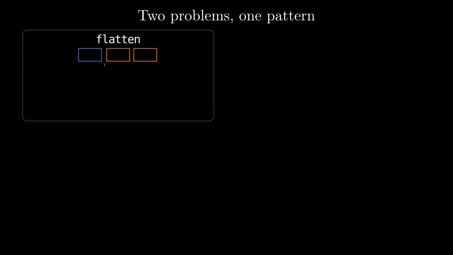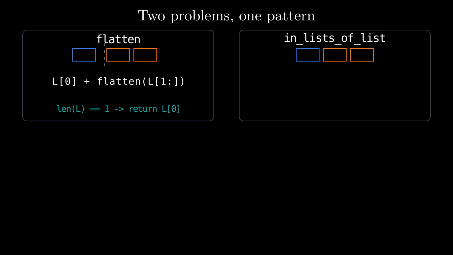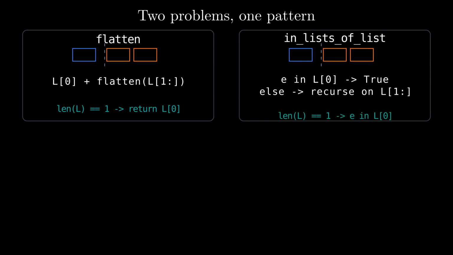Two problems, one pattern. Flatten peels off the first element, itself a list, and concatenates it with the flattened remainder. Its base case simply returns the single inner list. The membership check peels off the first sublist, tests it with in, and recurses on the rest when the test misses. Each function is a base case plus a recursive step, nothing more.